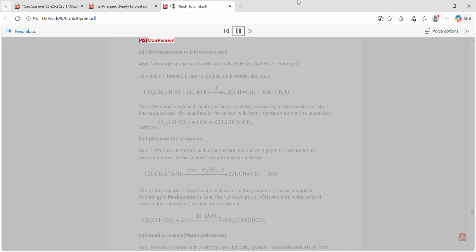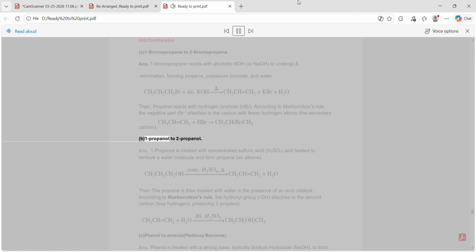42. Conversions. A. 1-bromopropane to 2-bromopropane. Answer: 1-bromopropane reacts with alcoholic KOH or NaOH to undergo beta elimination, forming propene, potassium bromide, and water. Then propene reacts with hydrogen bromide, HBr. According to Markovnikov's rule, the negative part, Br, attaches to the carbon with fewer hydrogen atoms, the secondary carbon.